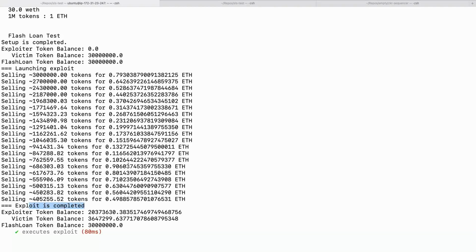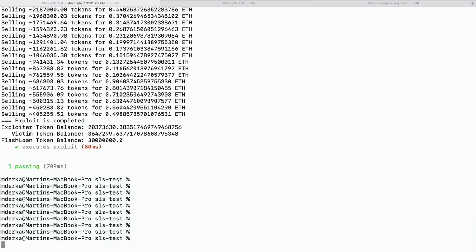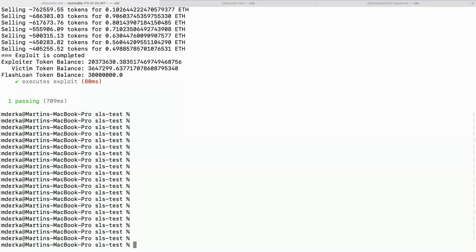When the exploit completes, let me see if I can actually move it up for you. There we go. When the exploit completes, this is the final state. The flash loan provider was satisfied. It received the loan back, right? The victim got totally screwed because they do not have 30 million tokens anymore. They only have 3.6 left. Notice that this decimal point is actually moved, compared to the other ones. And the exploiter now has a balance. It started with 0, and now it has 20 million tokens, right? So this is a justification that this hack actually works, that I did not make up how it should work.